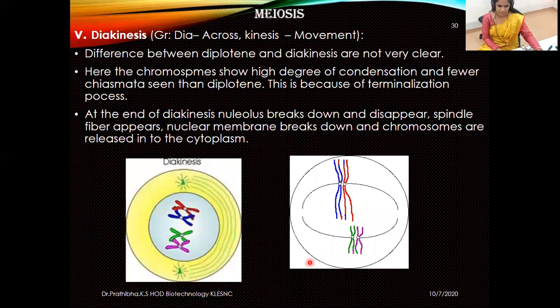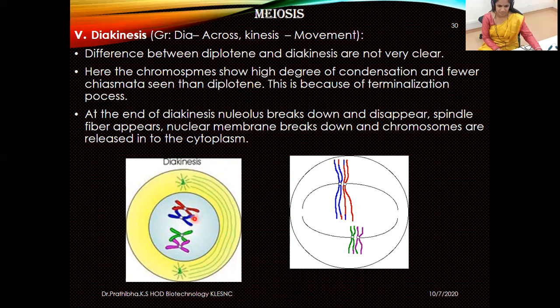Now, the next one is diakinesis. Greek dia means across, kinesis means movement. The difference between diplotene and diakinesis is not very clear. Here, chromosomes show a greater degree of condensation and fewer chiasmata are seen than in diplotene. This is because the terminalization process can be seen here.